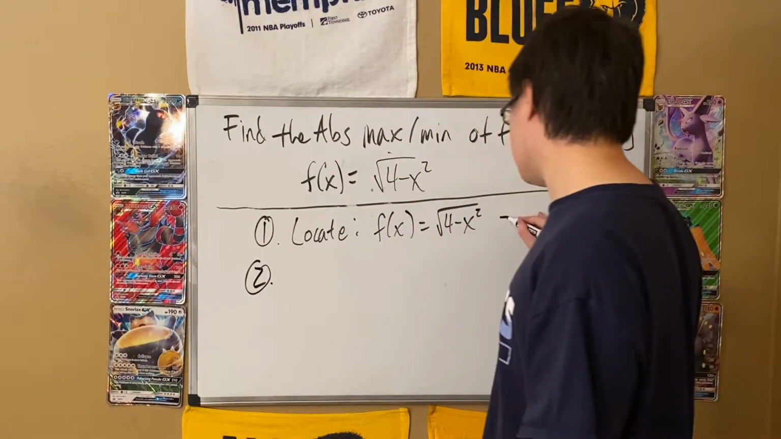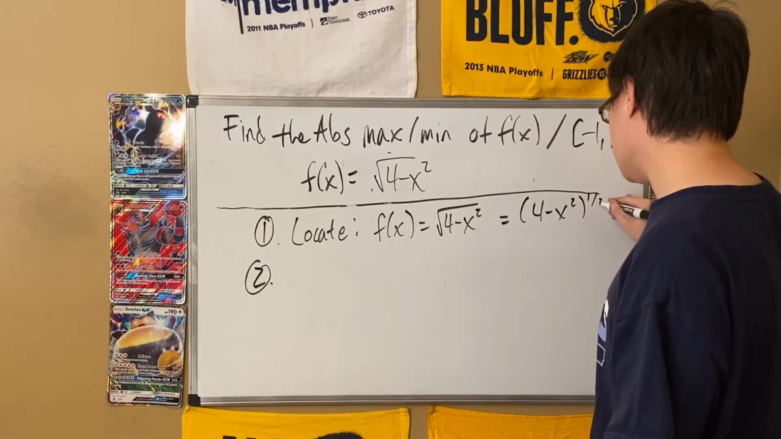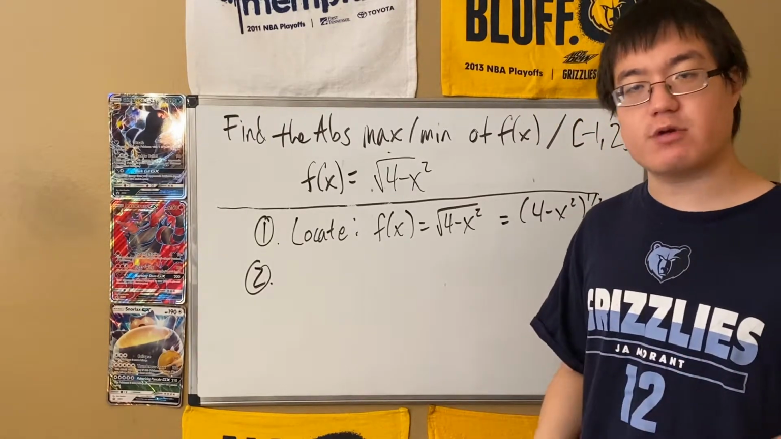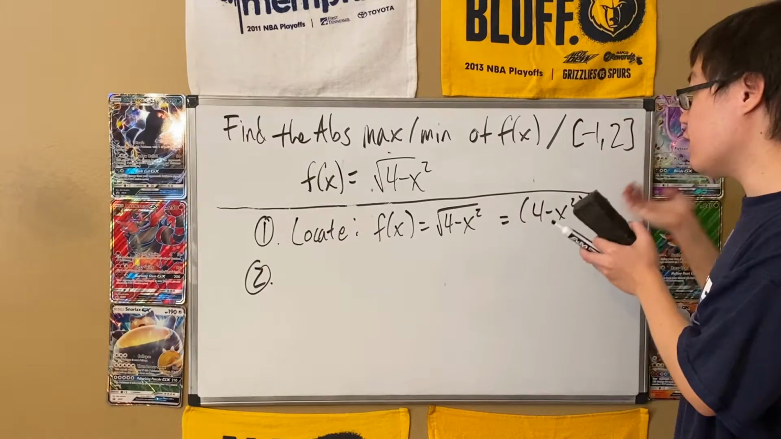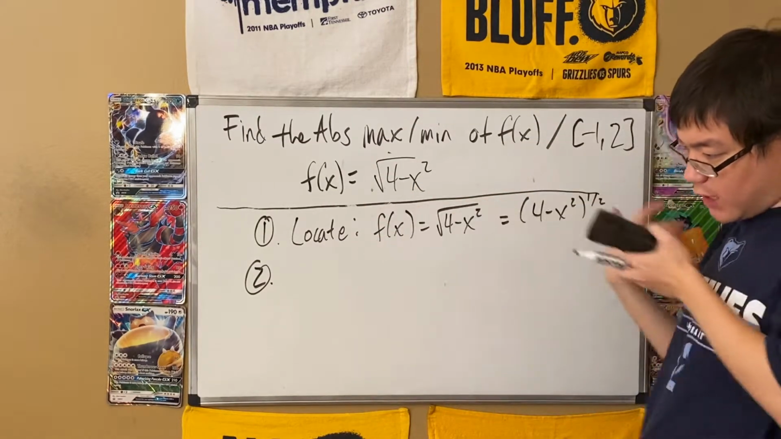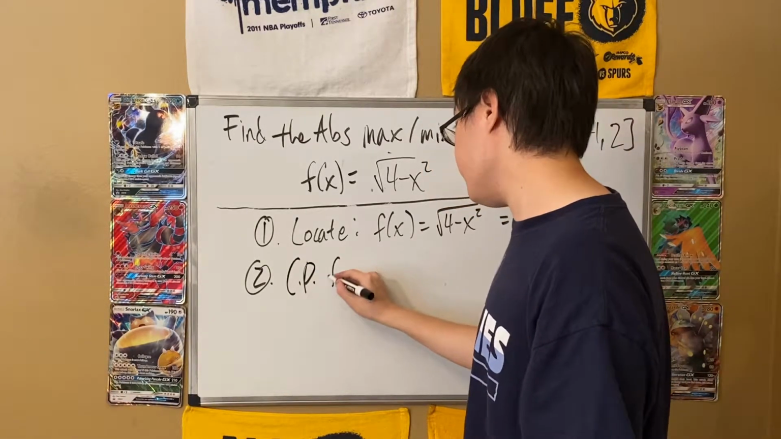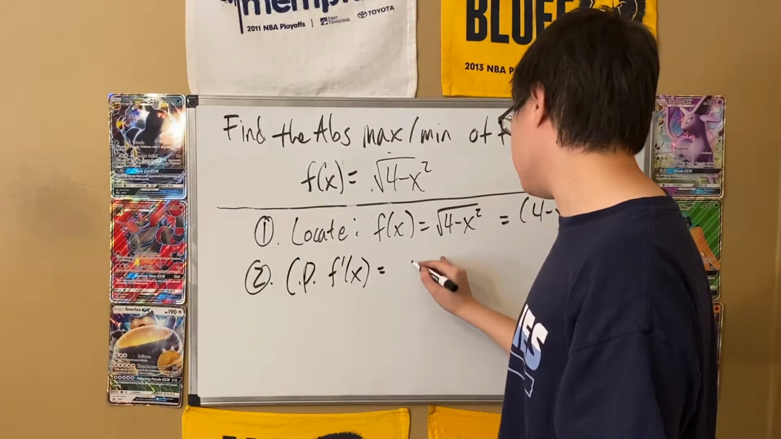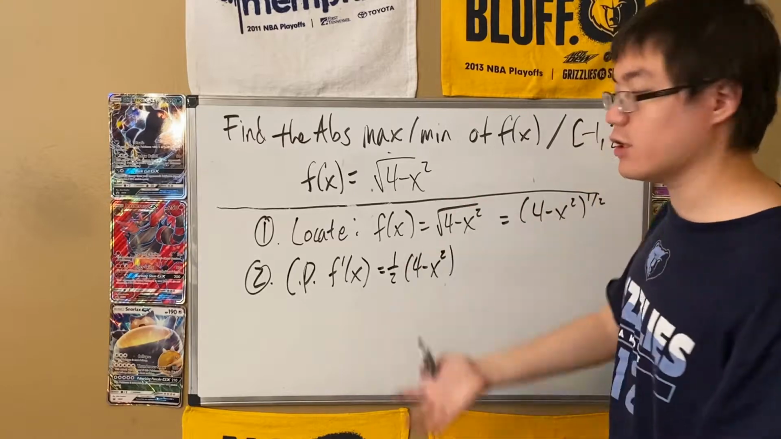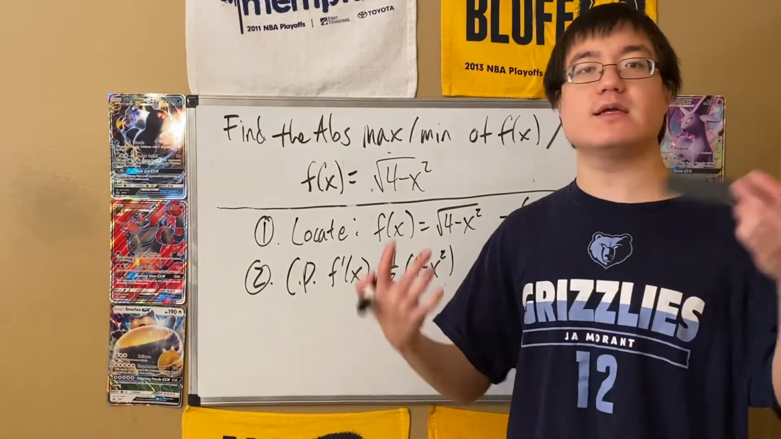So perhaps we should write this as 4 minus x squared to the 1/2, so that we're about to use the power rule. I do this anytime I'm taking derivatives, of course. Remember that this is the power rule, so we're going to take the 1/2, bring it to the front, subtract 1 from the exponent. So the critical point step is f prime of x is equal to 4 minus x squared. We're going to bring the 1/2 to the front. We're going to subtract 1 from the old exponent. 1/2 minus 1 is 1/2 minus 2/2.